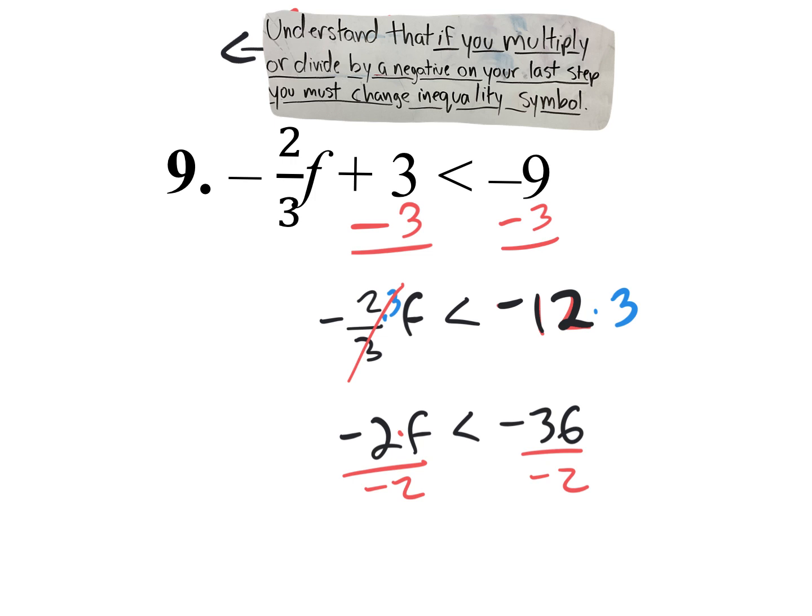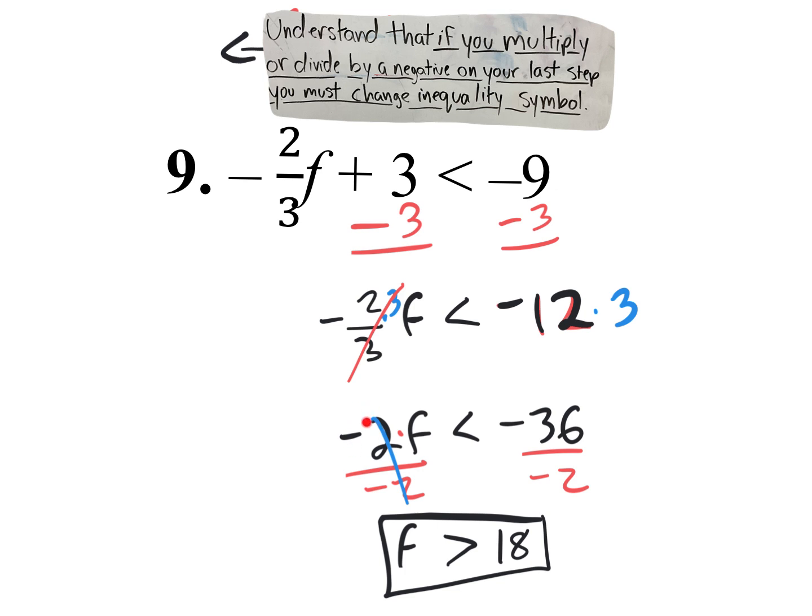So we end up with f, and we did divide by a negative on our last step, so we do have to flip that inequality symbol, make it a greater than, and down here, negative divided by negative is a positive, and positive 18 is the answer. F is greater than positive 18.